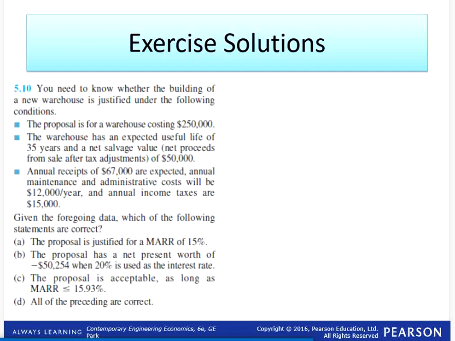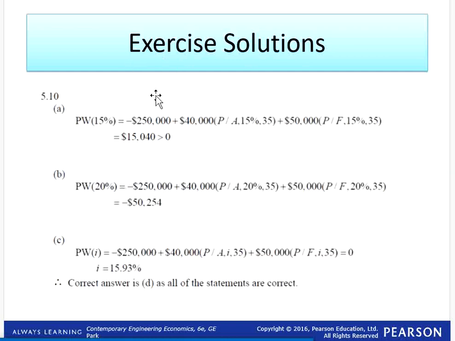On the next slide, you can look at the solution of part A, part B, part C. Because at 15.93%, net present worth is 0, it means there is no profit, no loss. This project is not adding any value to the business, right? Or giving us any loss as well. So at 15.93%, our answer will be approximately 0.